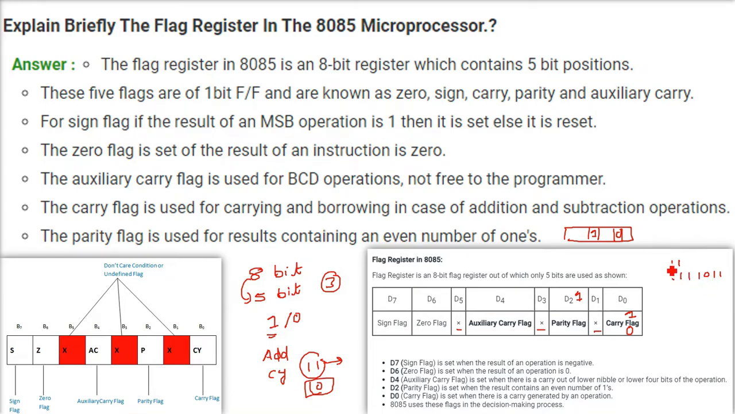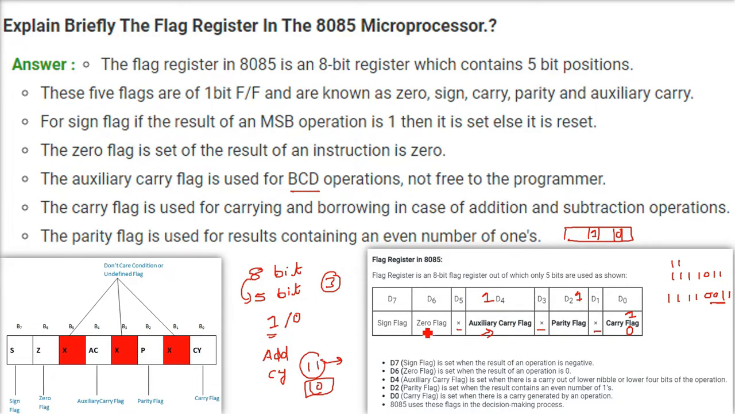Now coming to the auxiliary carry flag. This auxiliary carry flag is set when there is a carry out of the lower nibble. Nibble means, since we have 8 bits, the byte consists of 4 and 4. So when there is a carry out of the lower nibble, or lower 4 bits, of the operation, we say it is the auxiliary carry flag. This is used for BCD operation, not very much available to the programmer.